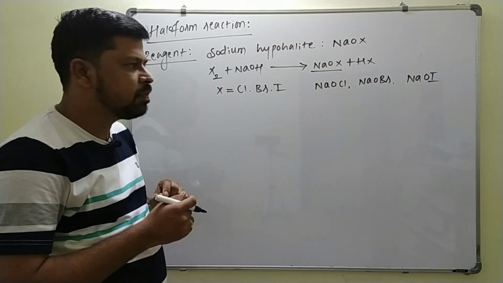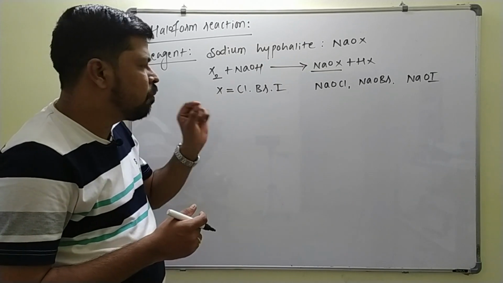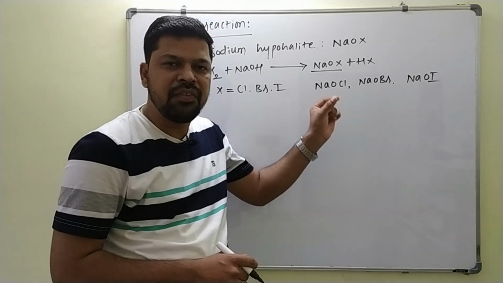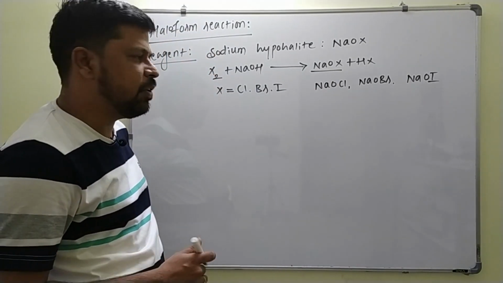the carbonyl group will react with this sodium hypohalite to produce haloform and the sodium salt of carboxylic acid, which is having one carbon atom less than the aldehyde or ketone here.